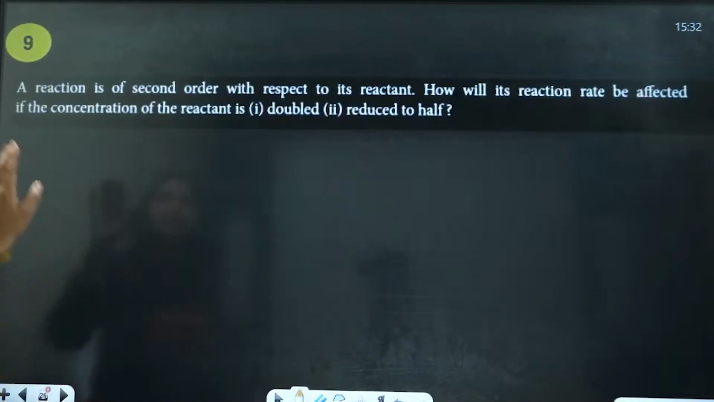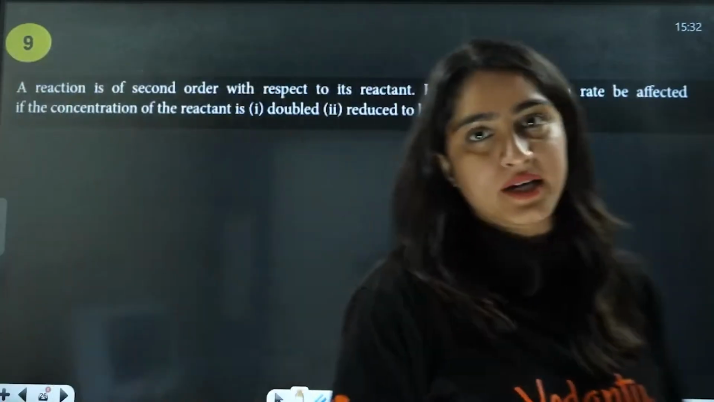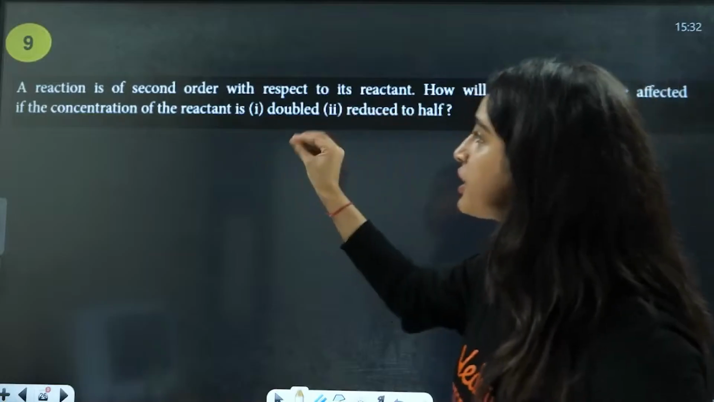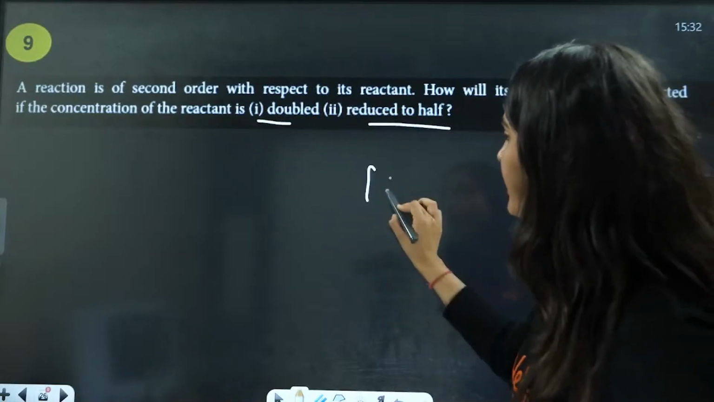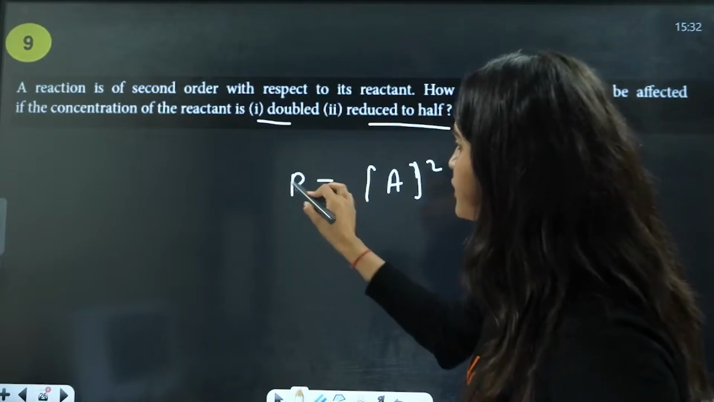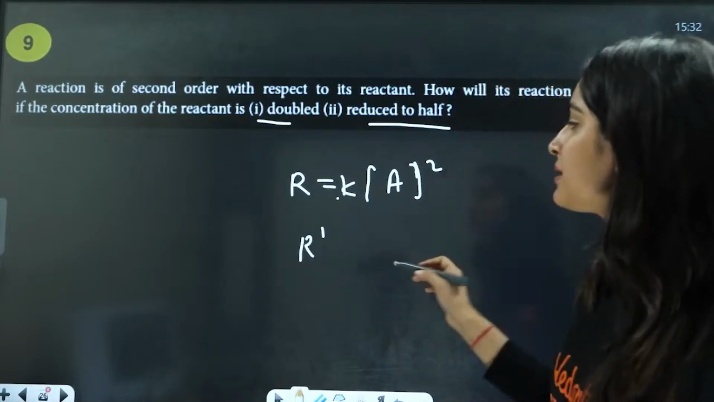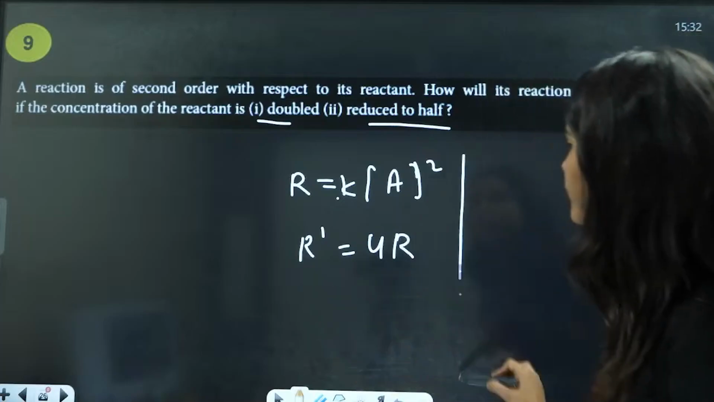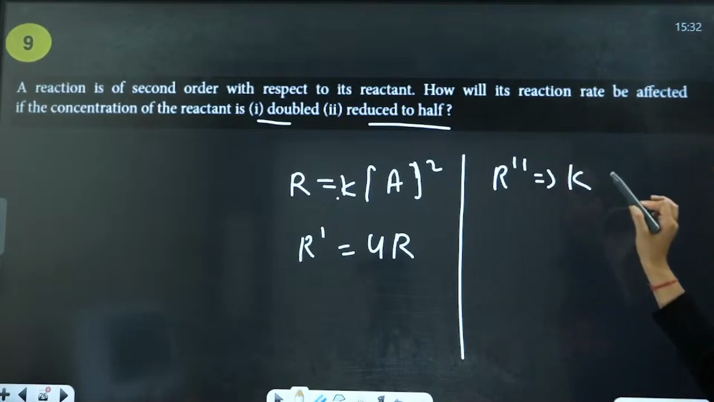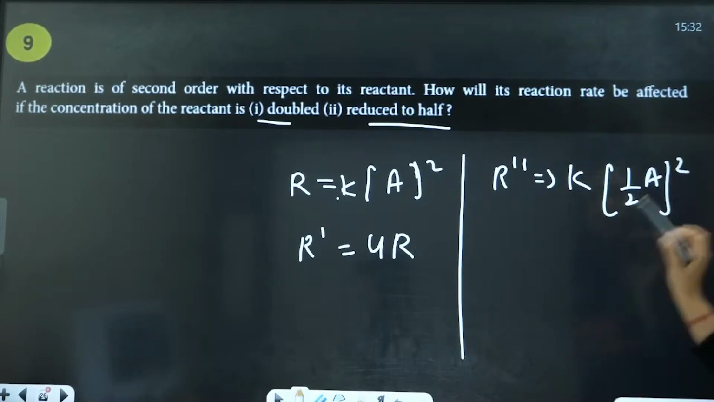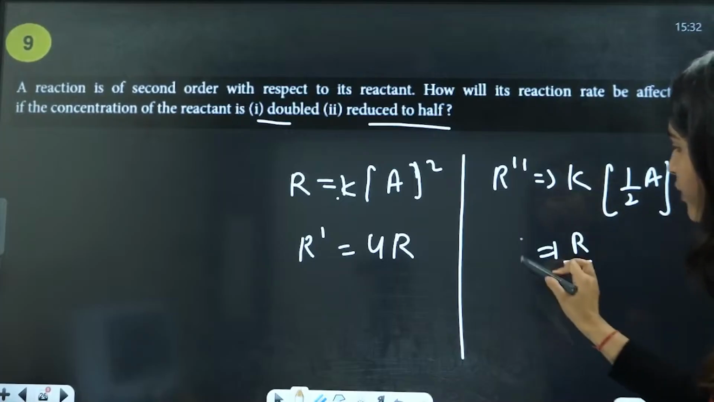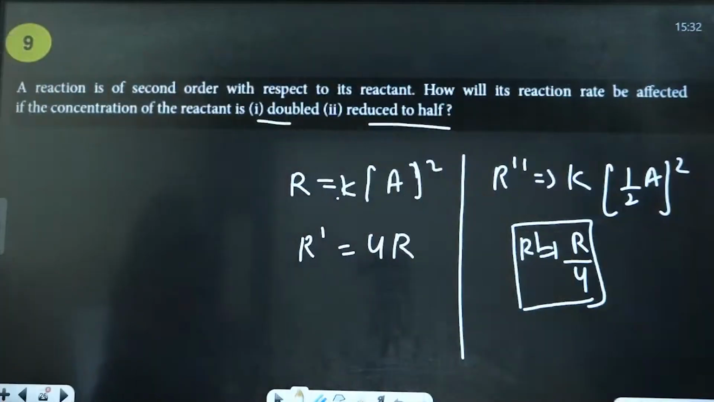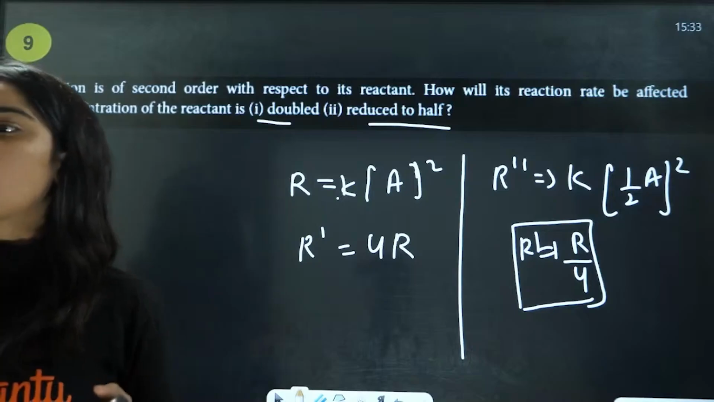Next question: a reaction is second order with respect to the reactant. How will its reaction rate be affected if the concentration of the reactant is doubled? Now it is second order with respect to the reactant. If you double the reactant, the rate is going to be 4 times. If you reduce it to half, it is going to be k times half A square, so it is going to be R by 4. It is going to decrease by 1 by 4 times. Yes, definitely.